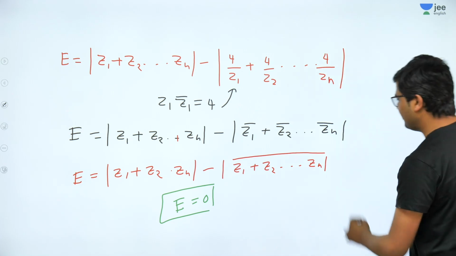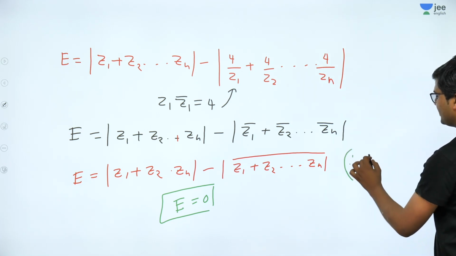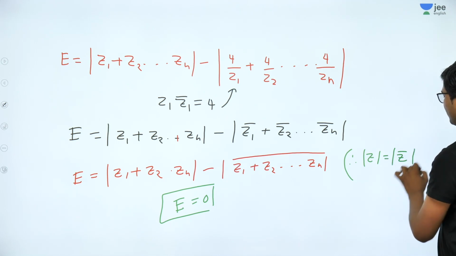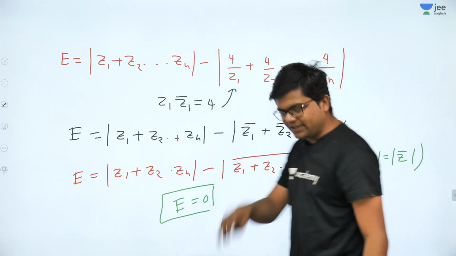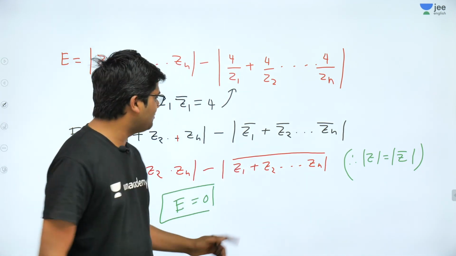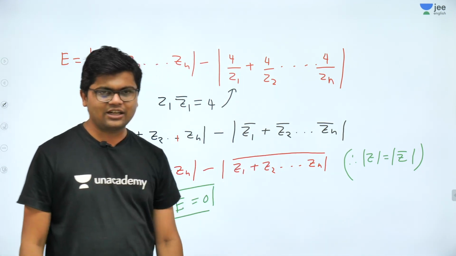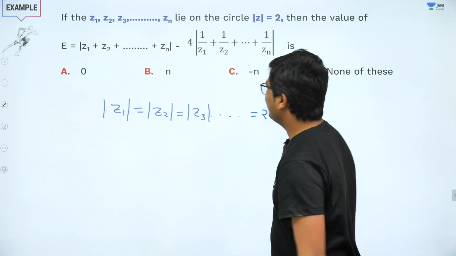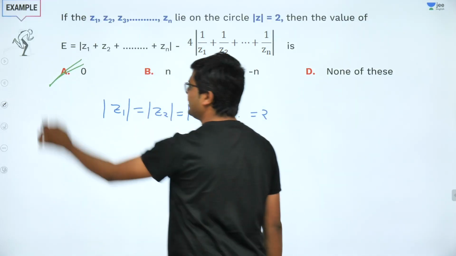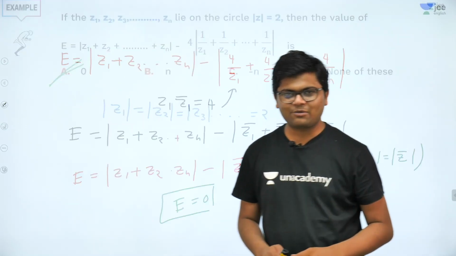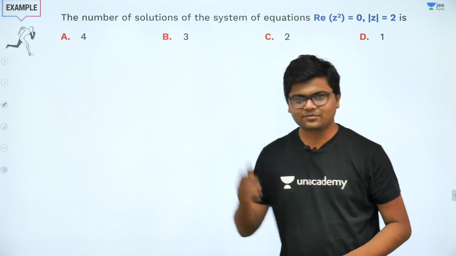Here I am using the property that mod Z is equal to mod of conjugate Z, that a complex number and its conjugate have the same modulus. So by that property, they will cancel each other and the value of E will come out to be 0. Therefore, the answer of this question will be A. Very easy but interesting question. Very good, students.